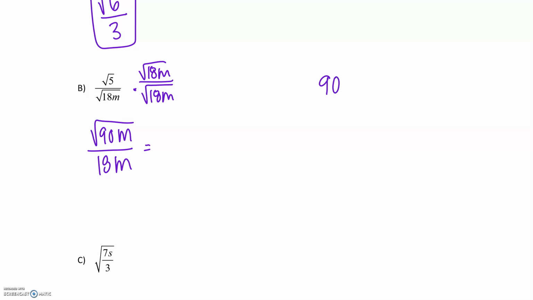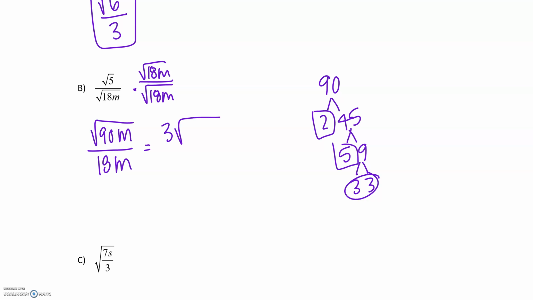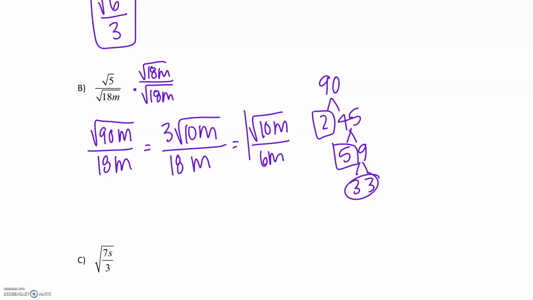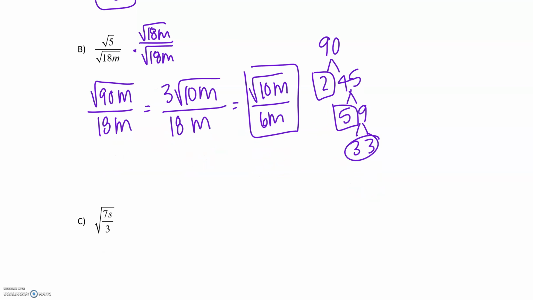So 90 divided by 2 is 45. Divide that by 5, that gives us 9, and divide that into 2 3's. So that leaves us with 3 square root of 10m over 18m. So 3 and 18 are both divisible by 3, so we can simplify it. That leaves us with the square root of 10m over 6m. That's going to be our answer.